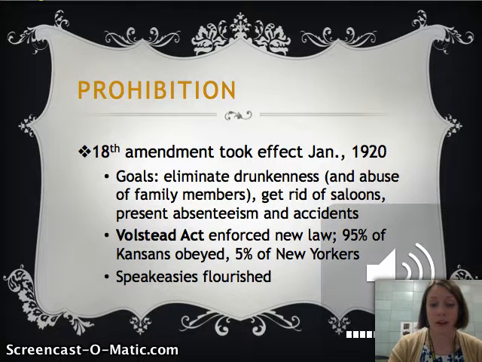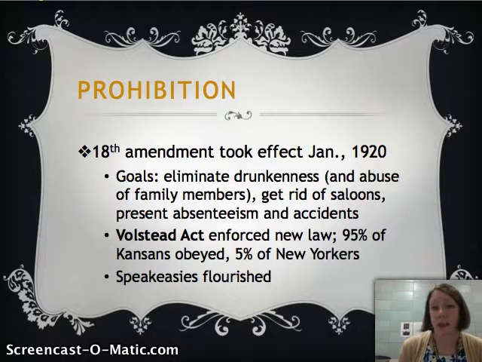Another instance that really exemplifies that split is Prohibition. The temperance movement had been around in America for years, and we've talked about it multiple times in this class up until this moment. But finally, in 1920, the 18th Amendment takes effect in January. The goals of the amendment are to eliminate drunkenness and the resulting abuse of family members. So this is in some ways tied to the women's movement as well.